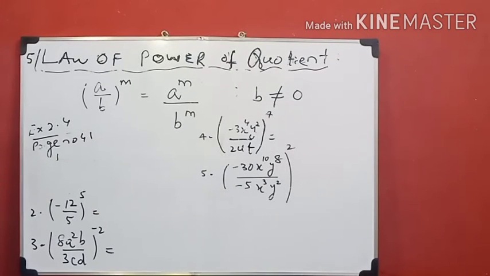Okay, now come to question number 2. First we look at the question. The question is minus 12 upon 5, having the odd power 5. Then according to the rule, a negative term containing an odd power is always negative.